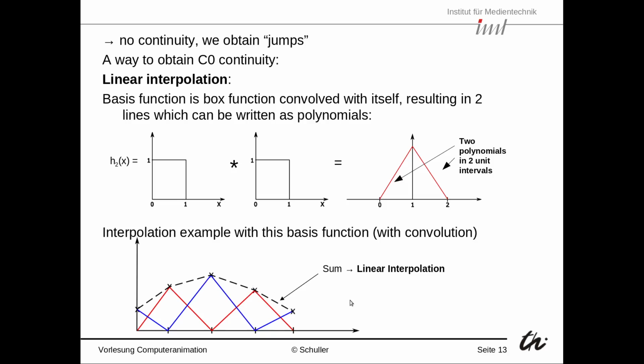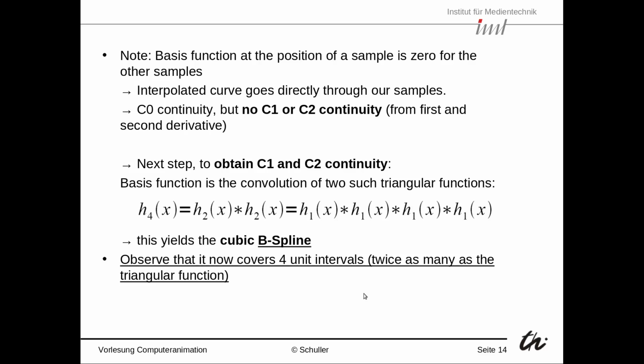Yeah, so this gives us the linear interpolation. So C0 continuity. Here we just saw the interpolated curve goes directly through our samples, and we get the C0 continuity, but we still have no C1 or C2 continuity for the first and second derivative. Right, so we have kinks in it. So the next step to obtain the C1 and C2 continuity is to do the same trick again.